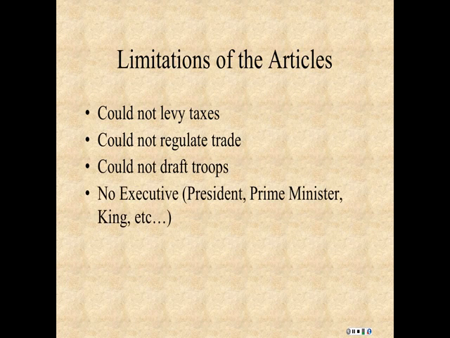There was no executive. Sure, there was a president of the Continental Congress, but that was like the Speaker of the House today. That person was not an executive authority with discretionary powers. There's no president, prime minister, king, czar, anything. There was no executive branch. There was only one branch of government during the Articles of Confederation period, and that was the legislative branch, and that was reflected in the Continental Congress.